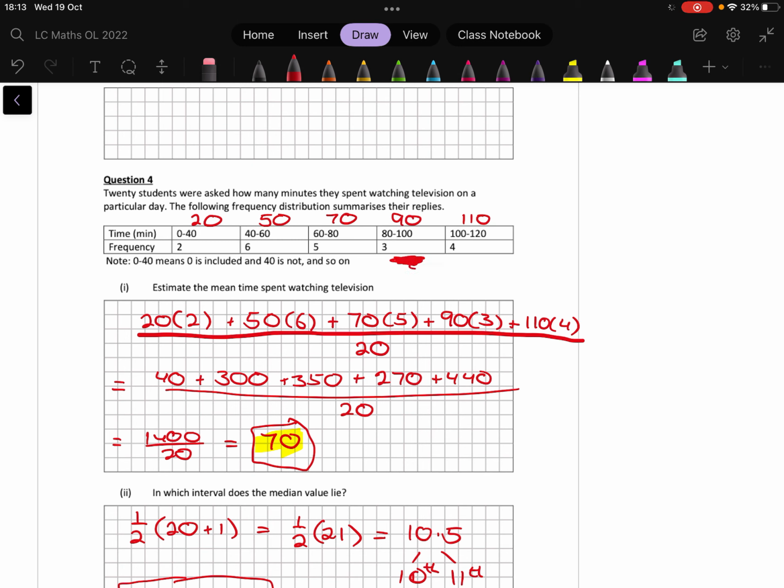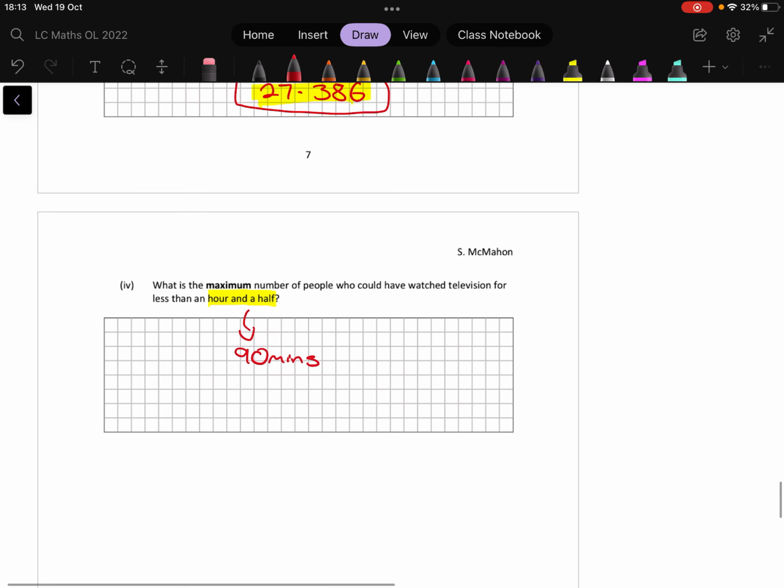We are being asked the maximum number of people who could have watched TV for less than that time. So in order to make that value a maximum, the most people it could be, we are going to assume that everybody in the 80 to 100 bracket watched less than an hour and a half, that all of those values are actually below 90. So in that case, we can add up the 2 plus the 6 plus the 5 plus the 3. And if we do that, we should get 16 people. And that's your total answer then, 16. Okay, and that is the end of question 4 then.